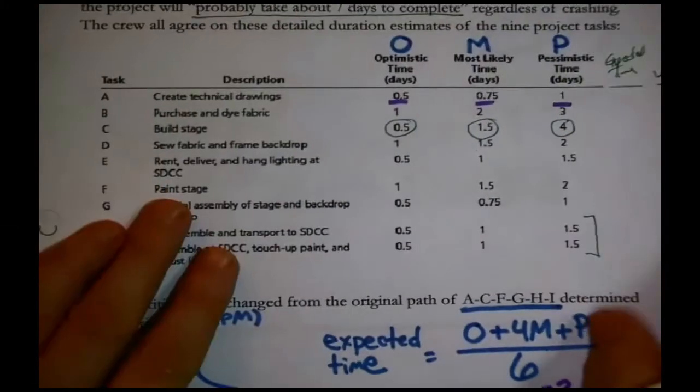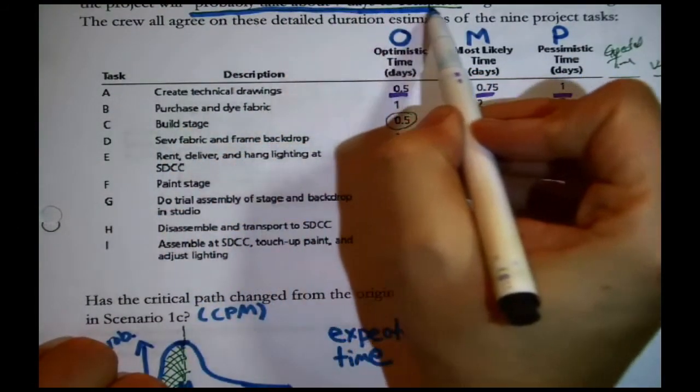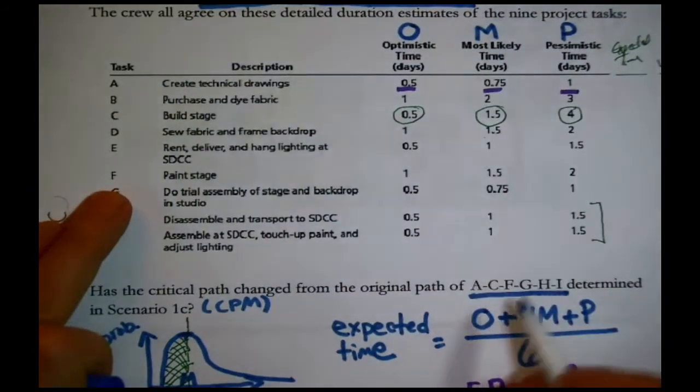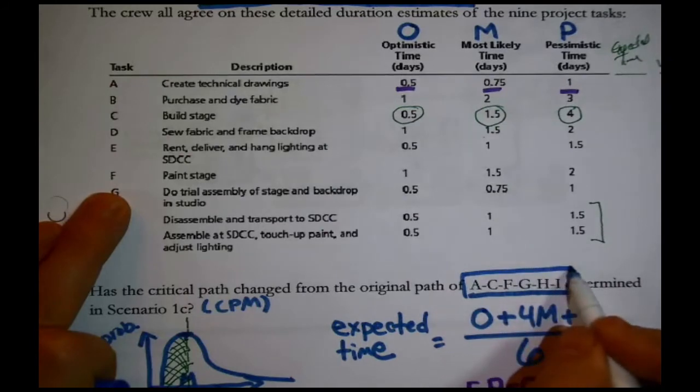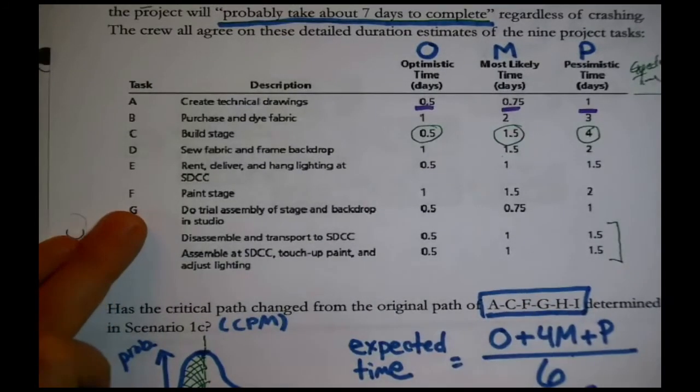Okay, now we expect this project is going to take 6.75 days, which is an interesting consistency with, where's the start of this? Something that the director said, that it would probably take about 7 days to complete. We're at 6.75. Okay, but the question is, this was from the CPM analysis, the old critical path. Is that still the critical path?